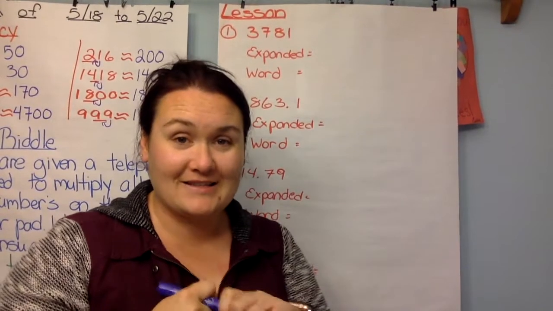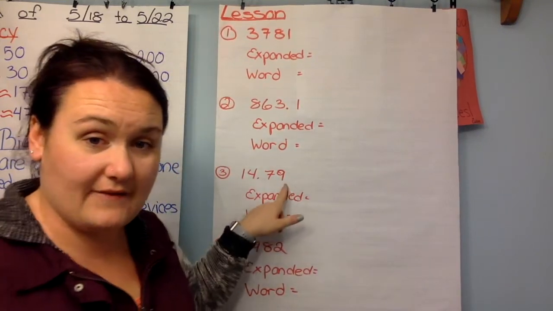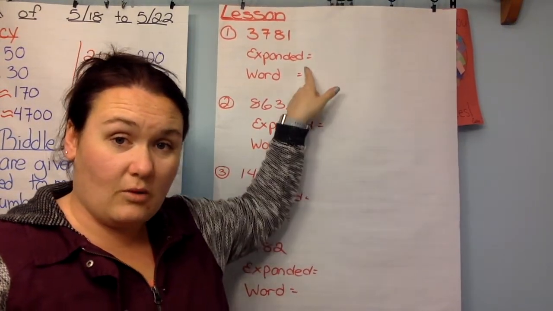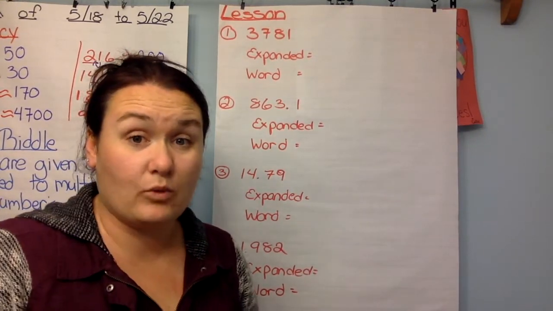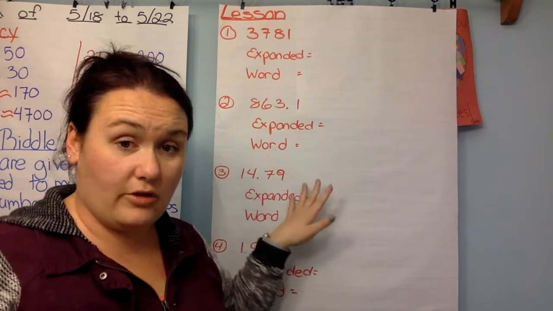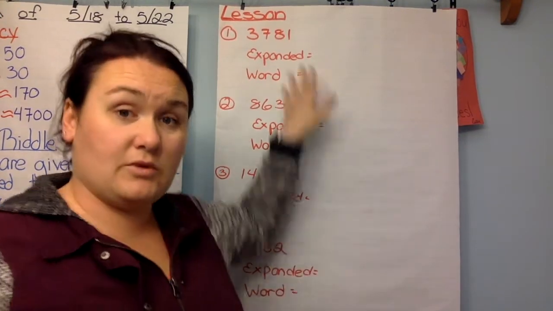All right, welcome back, guys. Okay, so we are still going to stick with the place value, but if you see, I've added decimals in addition to one of my whole numbers. We're going to look at standard form, expanded form, and word form. Now, I've already written all the problems in standard form, so we're just going to write them in expanded and word. Okay, so we're going to start with number 1.